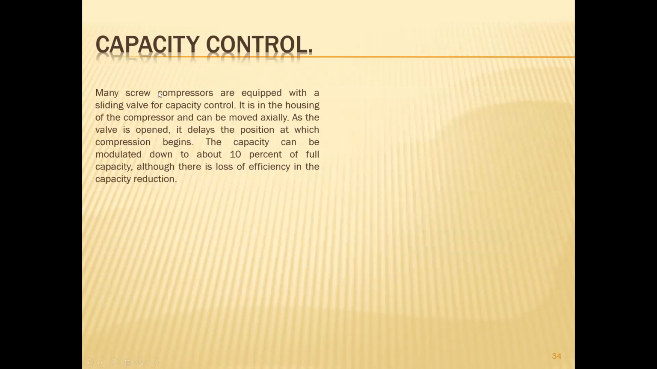Next, capacity control sa screw compressor. So many screw compressors are equipped with a sliding valve for capacity control. It is in the housing of the compressor and can be moved actually, what tayong picture, as the valve is open. It delays the position at which compression begins. The capacity can be modulated down to 10% of the full capacity, although there is loss of efficiency in the capacity reduction. Wala tayong makuha picture pa sa mga next revision na lang ito.